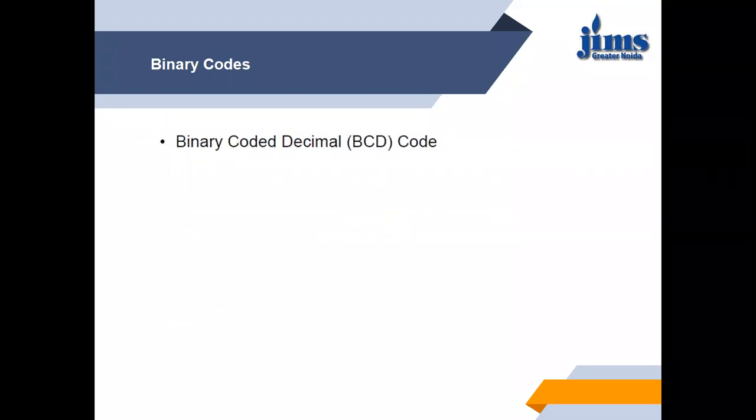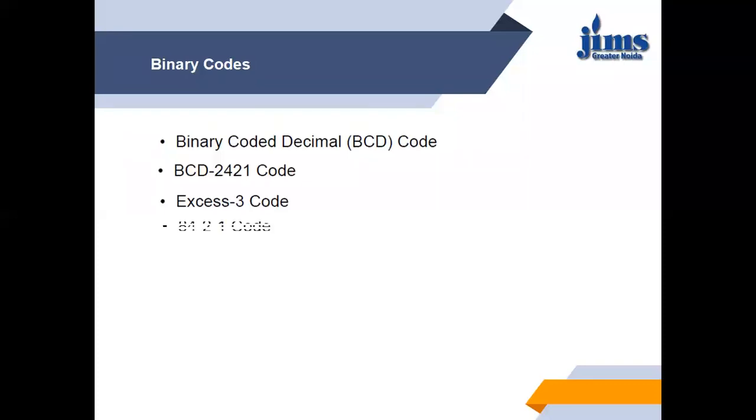Now let us look at the different types of binary codes. The very first code is binary coded decimal, and we know it by the synonym BCD code. We'll discuss later in detail how these codes are generated. Another is the BCD 2421 code, the excess-3 code, the 84-2-1 code, the Gray code, and the last one is the ASCII character code.